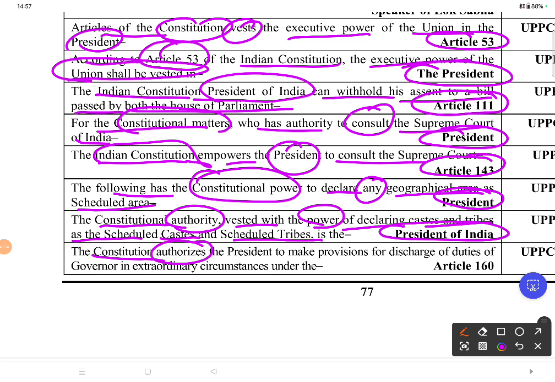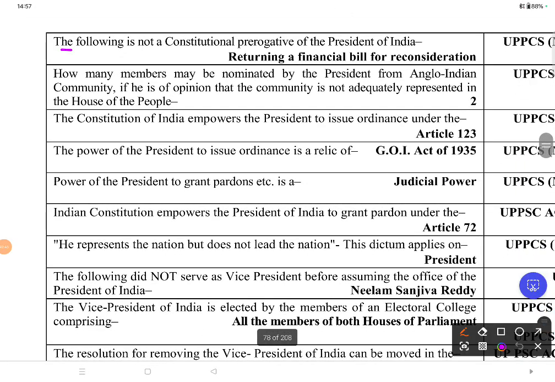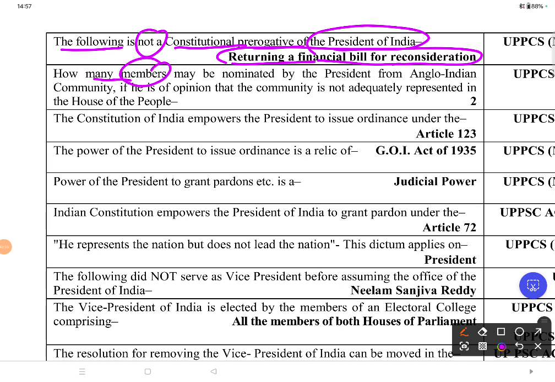The Constitution authorizes the President to make provisions for the discharge of duties of the Governor in extraordinary circumstances under Article 160. The following is not a constitutional prerogative of the President of India: returning a financial bill for reconsideration. How many members may be nominated by the President from the Anglo-Indian community if he is of the opinion that the community is not adequately represented in the House of the People? 2. Now this provision has been deleted.